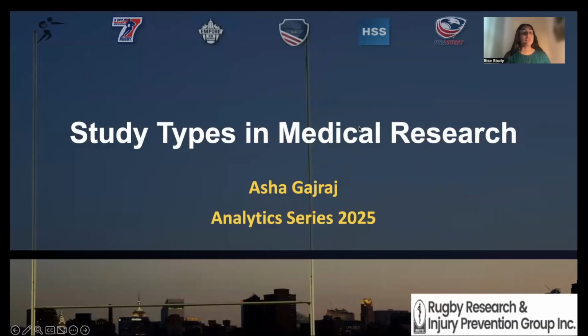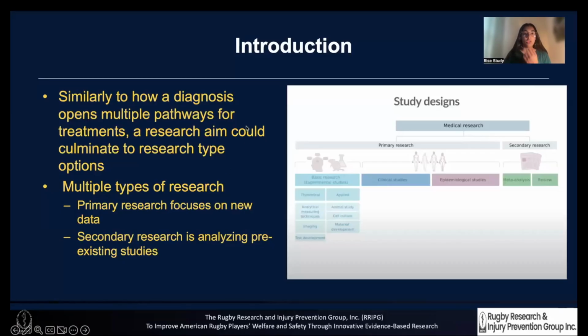Good afternoon, everyone. My name is Asha Gadraj, and I will be going over study types in medical research. As a basic introduction, similar to how a diagnosis could open multiple pathways for treatments, a specific research aim could warrant different types of research options. As this diagram concisely explains, research is broken down into primary research and secondary research. Primary research can also be broken down into three additional categories.